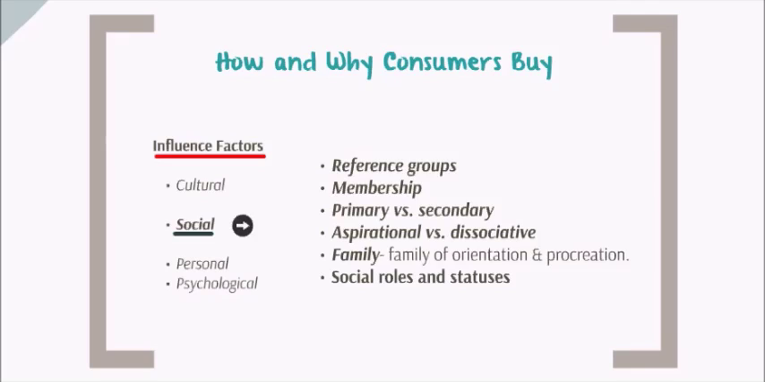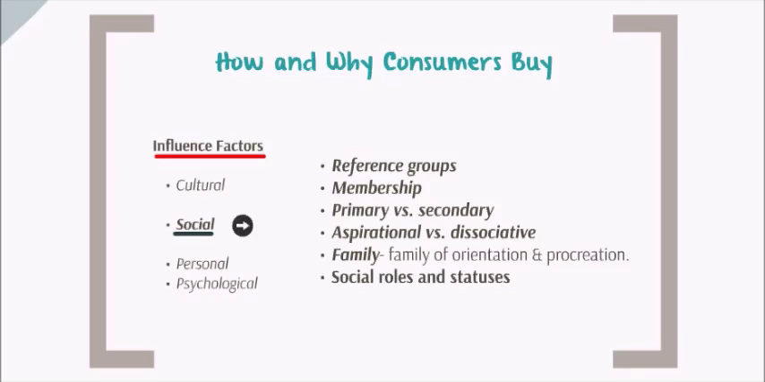Groups having a direct influence on a person are called membership groups. Some membership groups are primary in nature. It means they have a direct influence and interact regularly with a person, such as friends, neighbors, and co-workers. If I talk about secondary groups, they are religious, professional, and trade union groups, which are a bit formal in nature and require less continuous interaction.